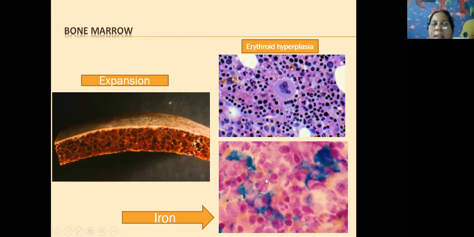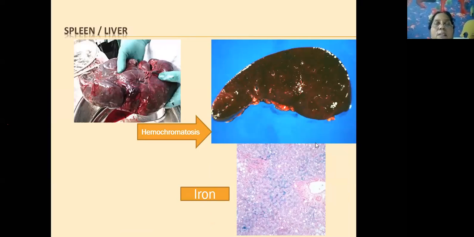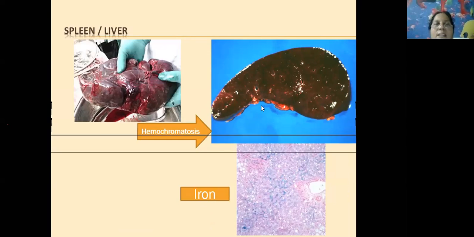This is another differentiating feature between iron deficiency anemia and thalassemia. In thalassemia, you get a lot of iron stores, but in iron deficiency anemia, it is deficient, so you don't get any stores. And this is again spleen, liver, everything is black because of the iron overload. Iron is being deposited in the liver, in the spleen, etc.